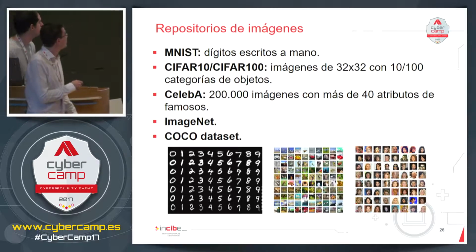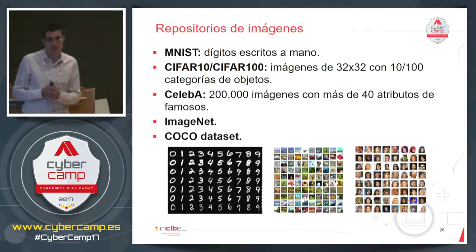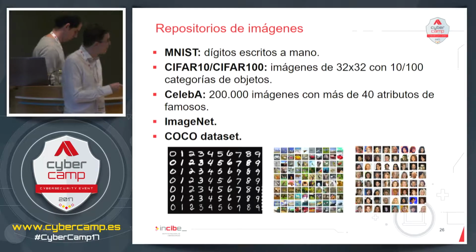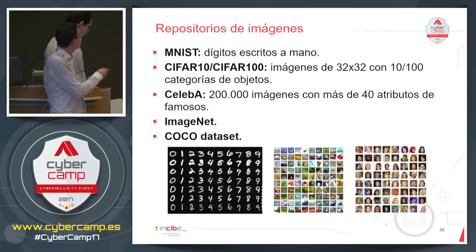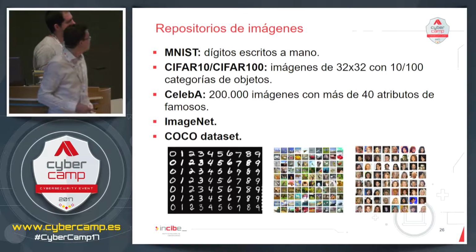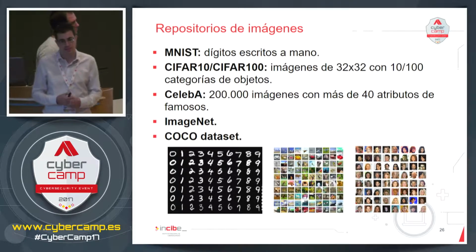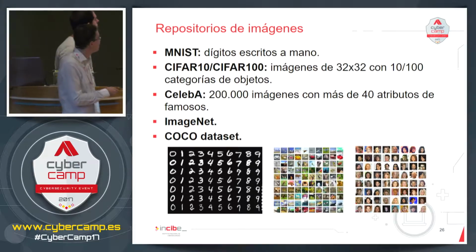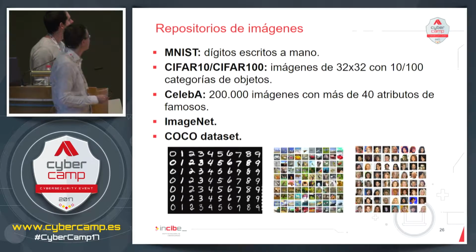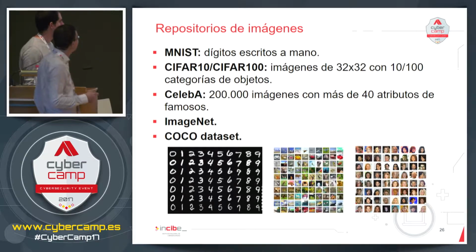For example, also CIFAR 10 and CIFAR 100, well, we don't have any digits, but in this case, we've got pictures of objects. And depending on whether it's a CIFAR 10 or CIFAR 100, you've got either 10 types of objects or 100 types of objects. Another set is CelebA, with 200,000 images of famous faces, with over 40 attributes, and other databases such as ImageNet and COCO dataset.